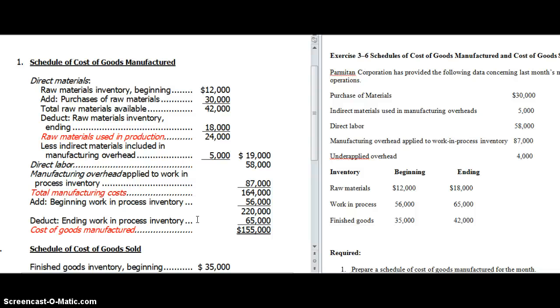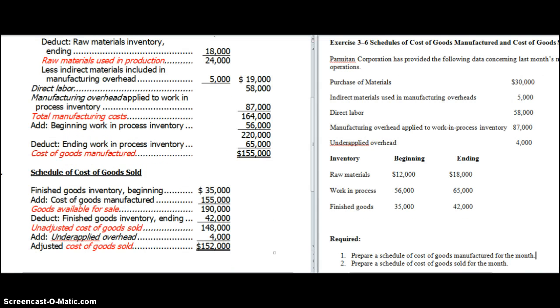So if there is any such inventory which is still in process and you have not finished the production, you will subtract it from the 220,000 in order to get only the cost of those goods which you have manufactured. So 220,000 minus 65,000 is $155,000 cost of goods manufactured.